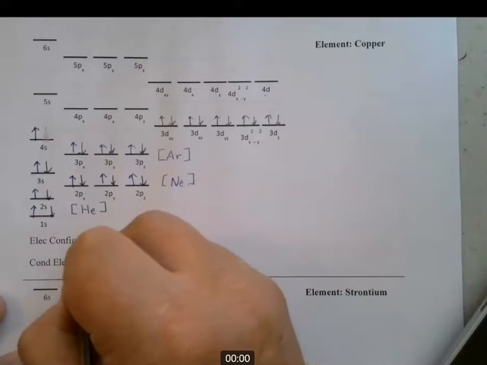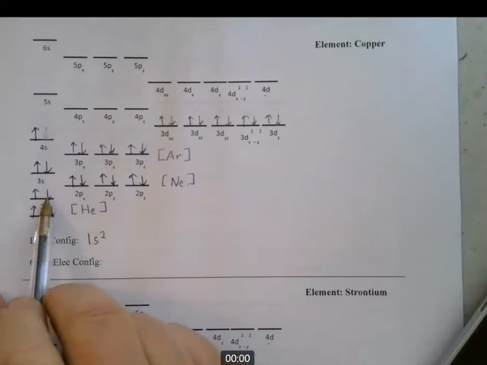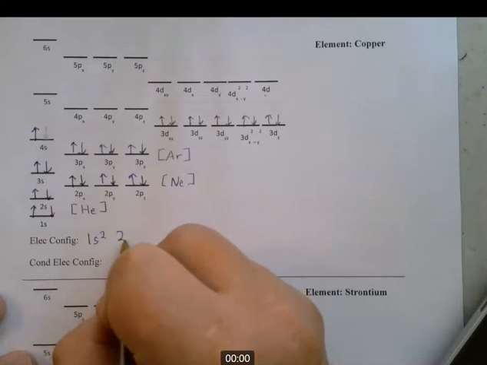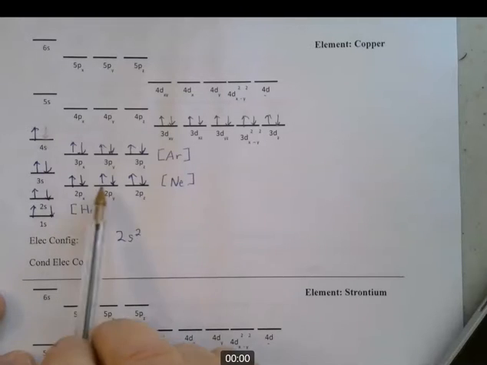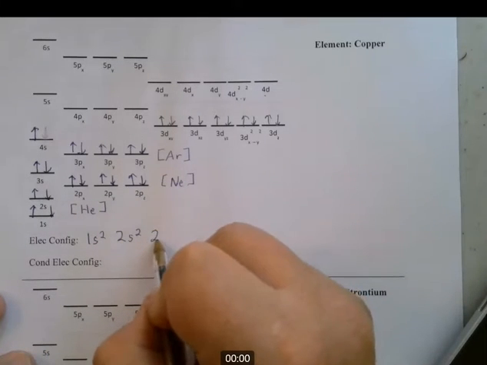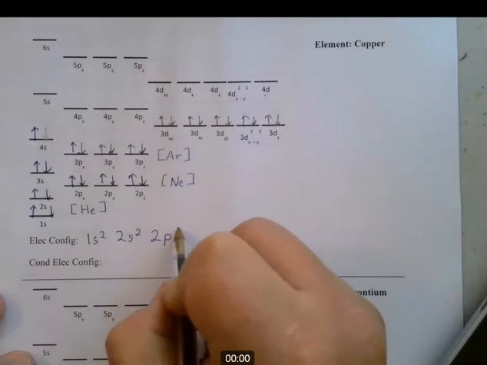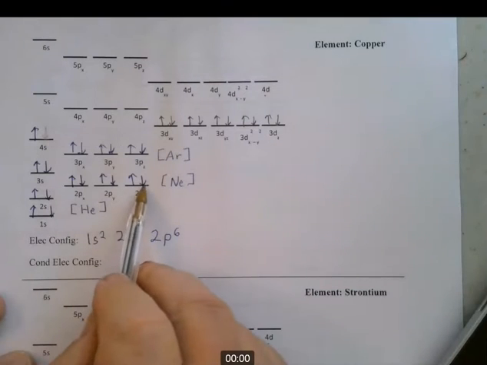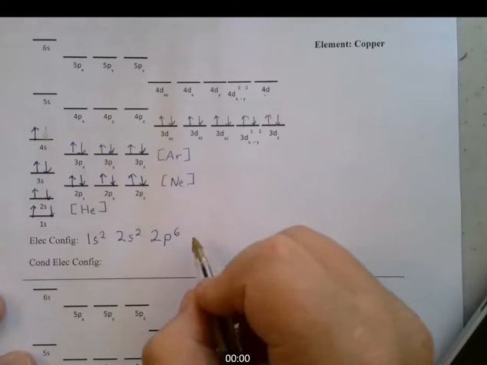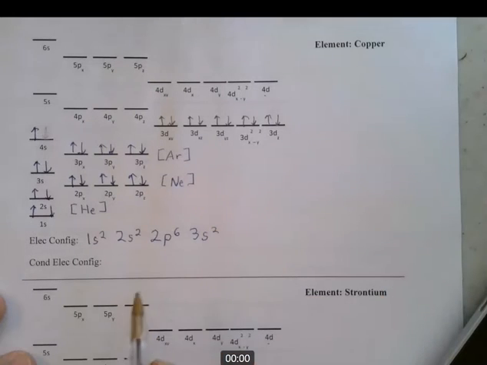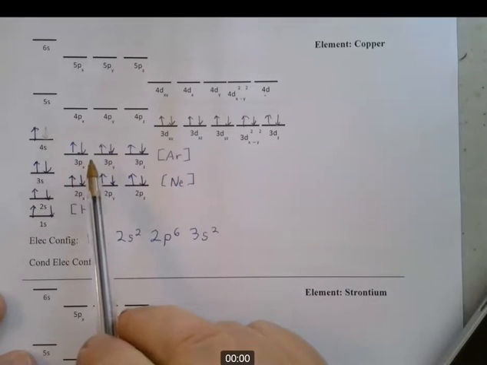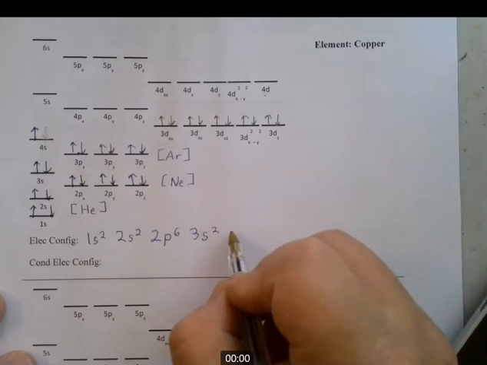It's 1s2. Then you go up to the 2s orbital. It's 2s2. Then you go up to the p orbital for 2. So that's going to be 2p6. Right there. That takes us to there. Now we're up to 3s2. You can see how this starts to get longer and longer as we go further down the periodic table. Now we're up to 3p6.